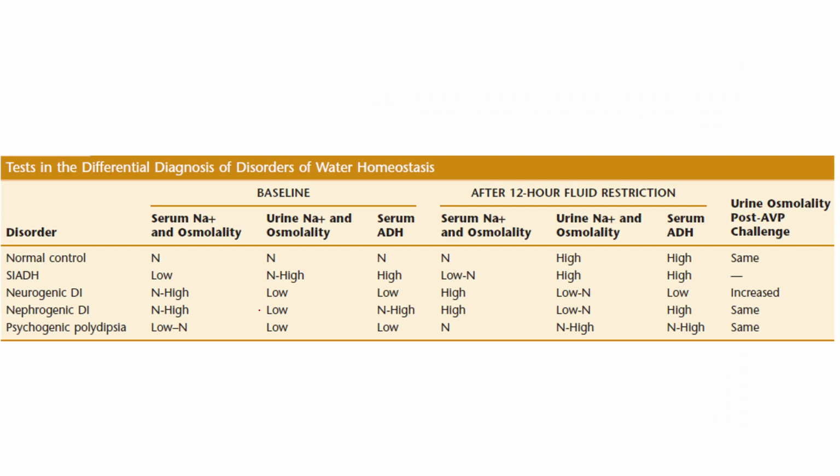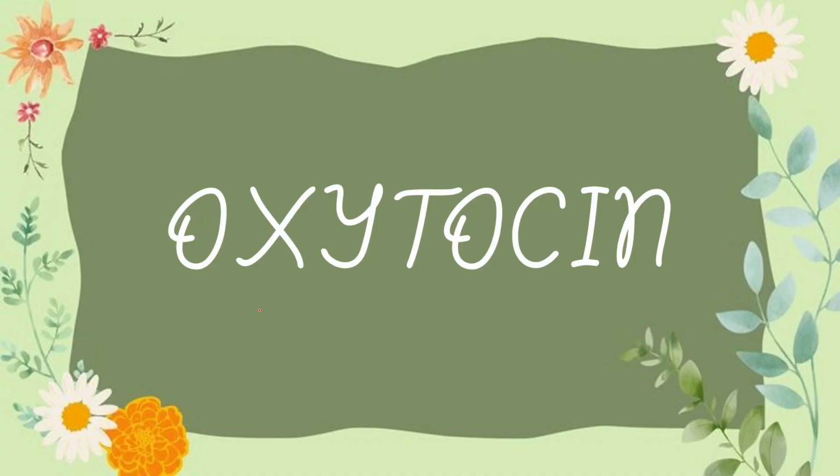So for this table, this just summarizes the different results of our tests in the differential diagnosis of disorders of your water homeostasis. We'll leave this one for you to read. Okay? So that's it for your ADH. Now let us proceed with your oxytocin.